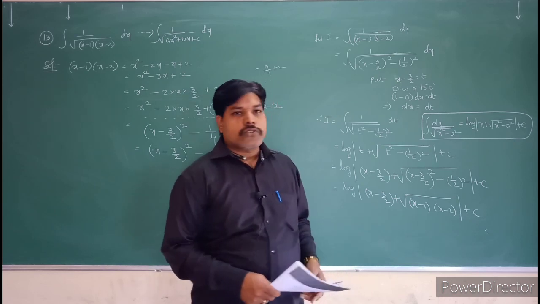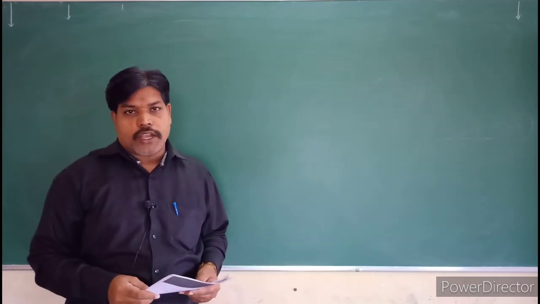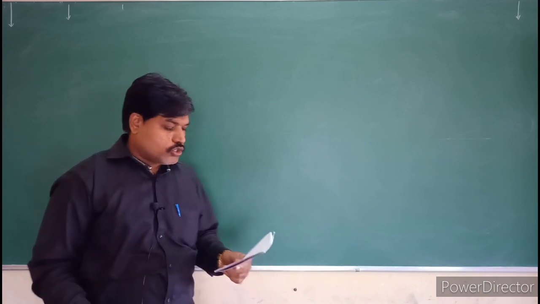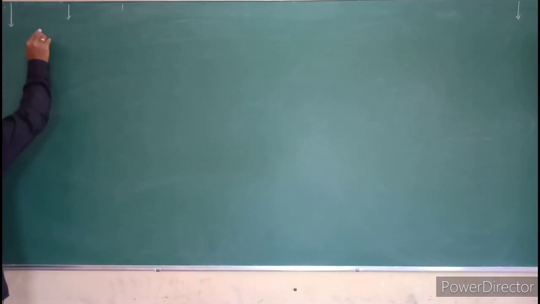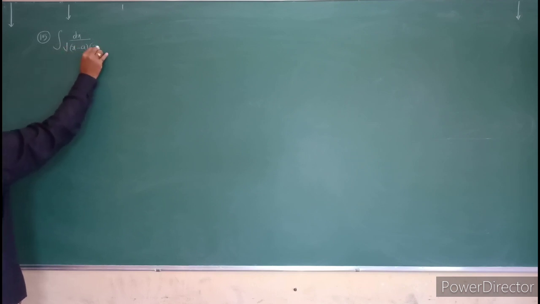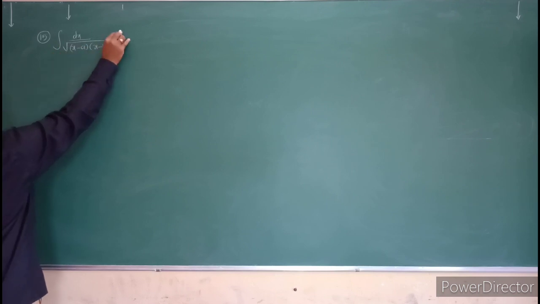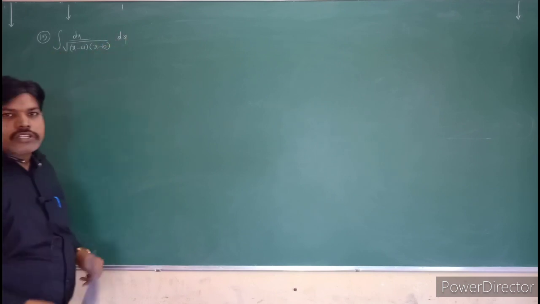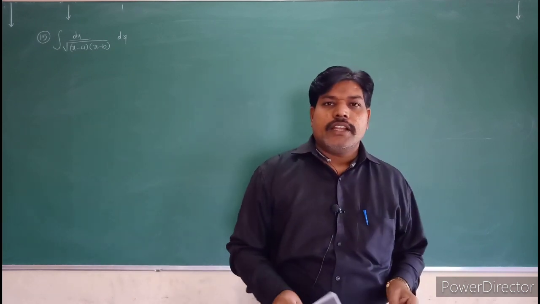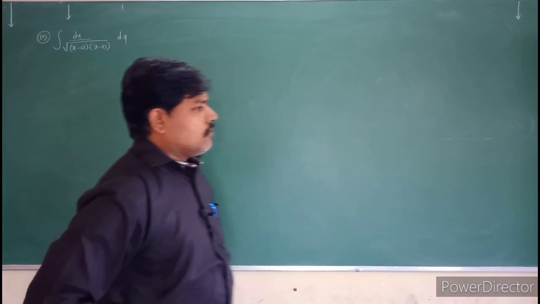Okay. So see that question, students. Try question number 14, and then see the next question, question number 15. So what is question number 15? Integral dx by root of x minus a into x minus b. Same model question. In the previous one they gave 1 and 2, so here they have given a and b. So see how to solve this one.